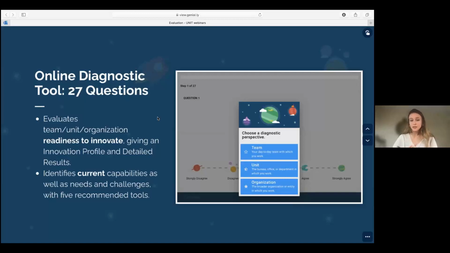This diagnostic has 27 questions that evaluate your readiness to innovate and give you a specific innovation profile and detailed results of that profile. In these detailed results, you can see both your strengths and the areas of improvement. It's a first option to start scoping the use of the toolkit because, based on your results, it also gives you 5 recommended tools out of the 21.